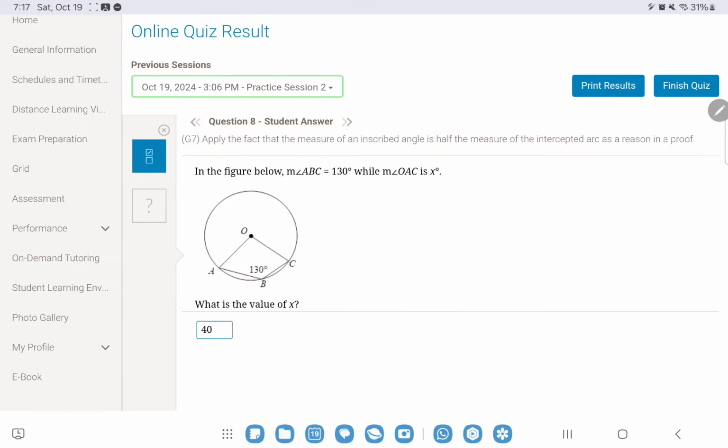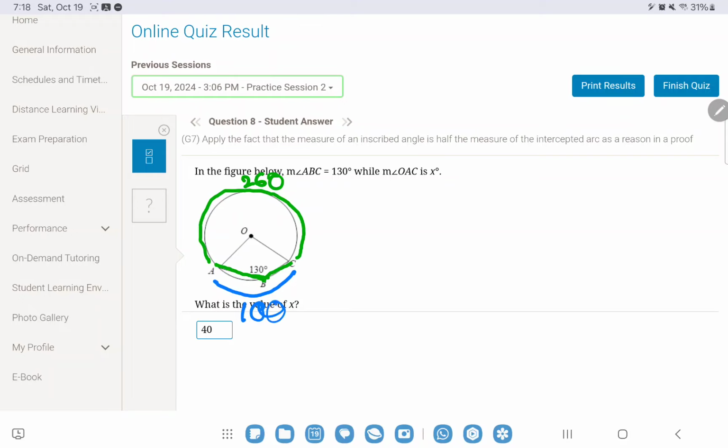Okay, now we have this question. It's telling you that you have figure ABC, and ABC here is 130. They want the value of X, which is OAC. They want this angle here. So we know that this angle is intercepting this big arc, so this whole arc is going to be equal to 130 times 2. So 130 times 2 is 260. So this arc is all 260, leaving you with only 100 for this arc.